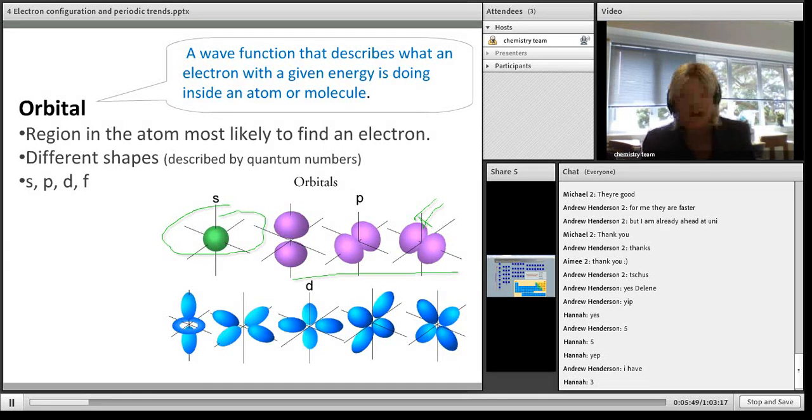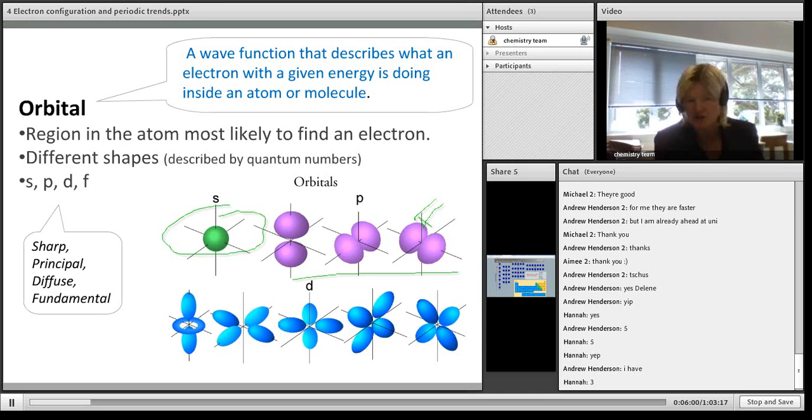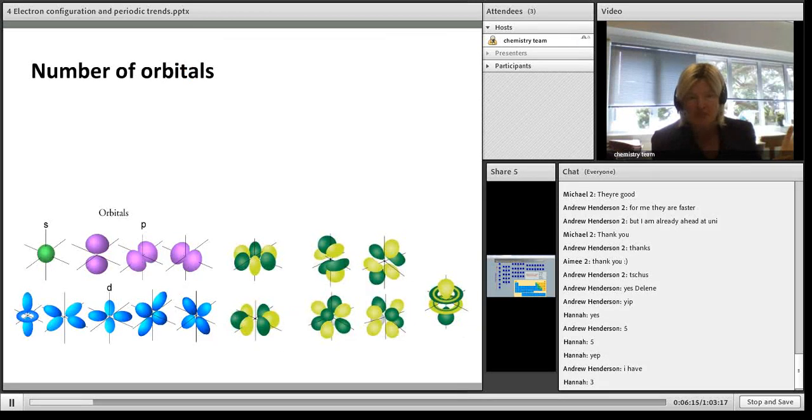Three. Yep. As I say, you do not have to know the shapes. I'm just trying to give you an idea of what they look like. And again, the SPDF, I know a student asked me last year, what on earth do they stand for? It's old terminology from spectroscopy, where they had sharp lines, principal lines, diffuse lines, and fundamental lines. That's just where SPDF comes from. But otherwise, forget about that.